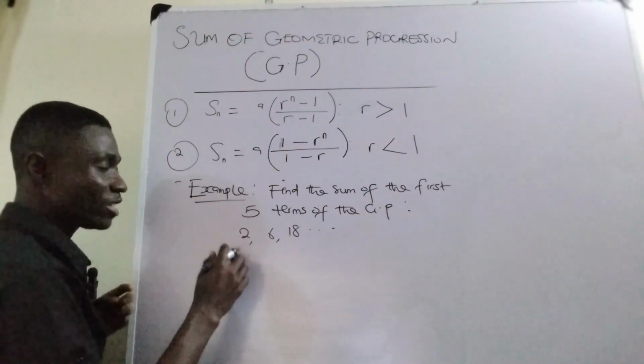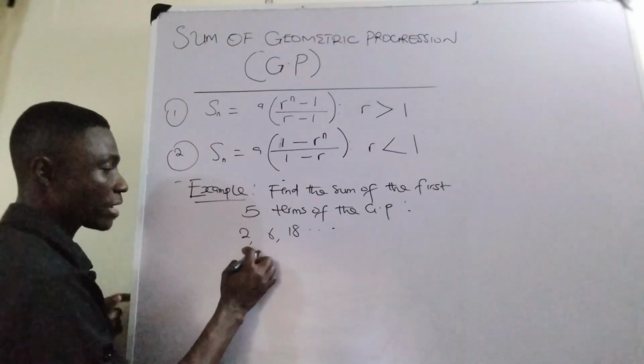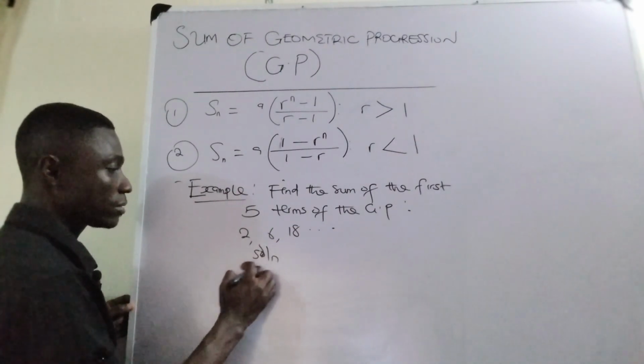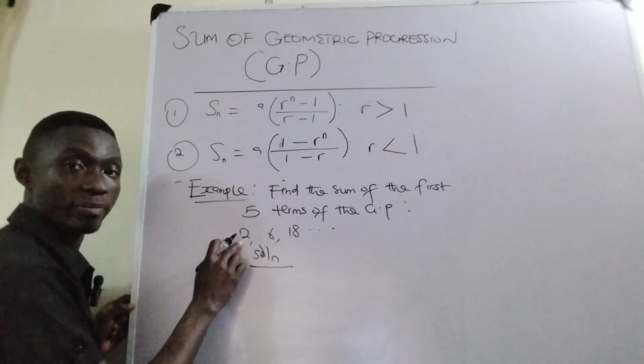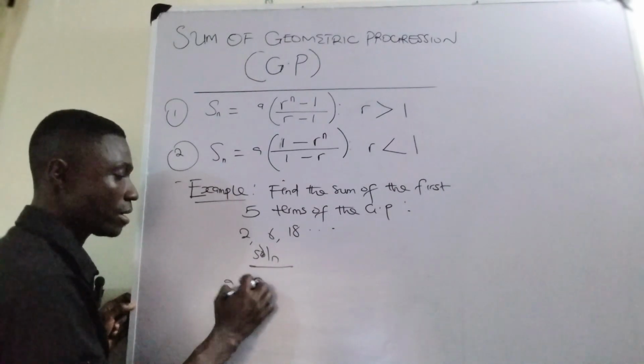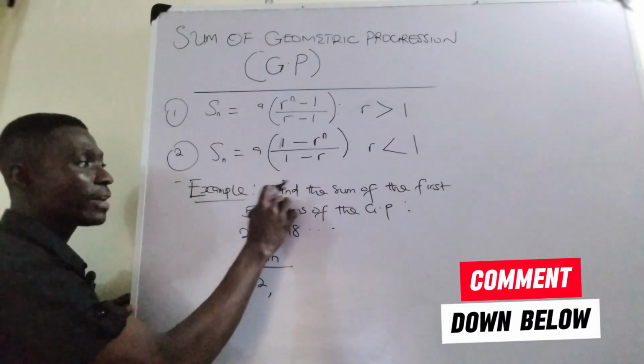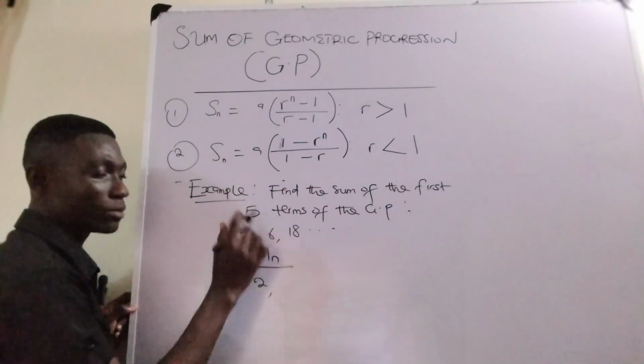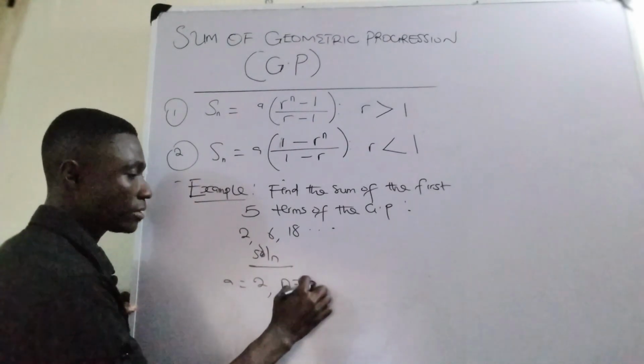So it's ideal for us to bring out the parameters so we can see that very clearly. So let's say our first term a is 2. Find the sum of the first 5 terms. So our n here in this case is 5.